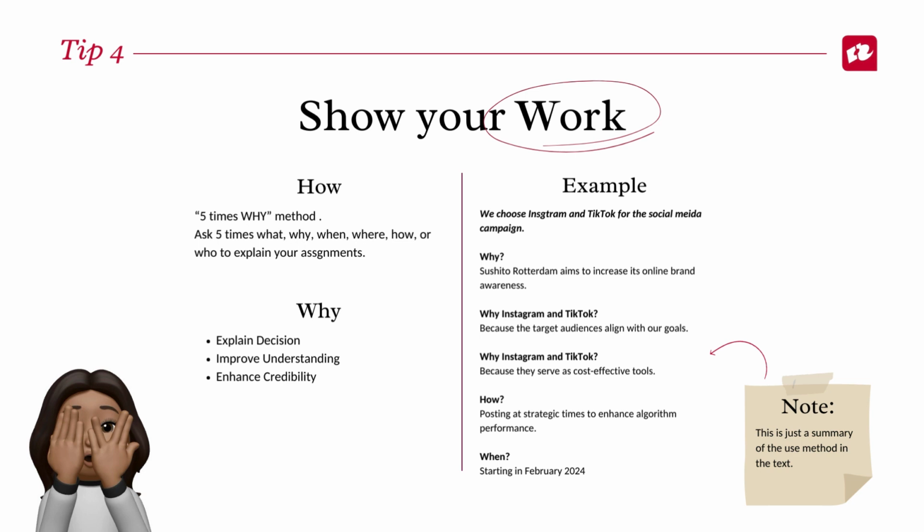To ensure that I did this, I used my version of the 5 times why method. While this method is typically used to investigate the root cause of the problem, I adapted it to ensure comprehensive coverage for the assignment. In doing so, I repeatedly asked why, how, what, when, where, or who at least 5 times to explore the different sides of the topic. On the slide, you will see an example of my DMP for Sushito Rotterdam for the social media campaign, explaining why we chose the platforms Instagram and TikTok.